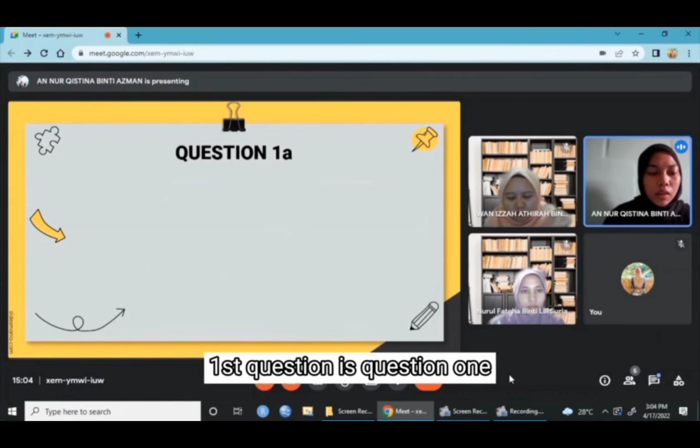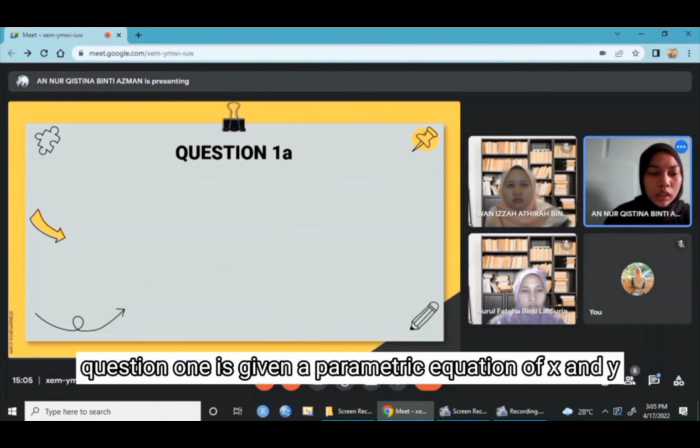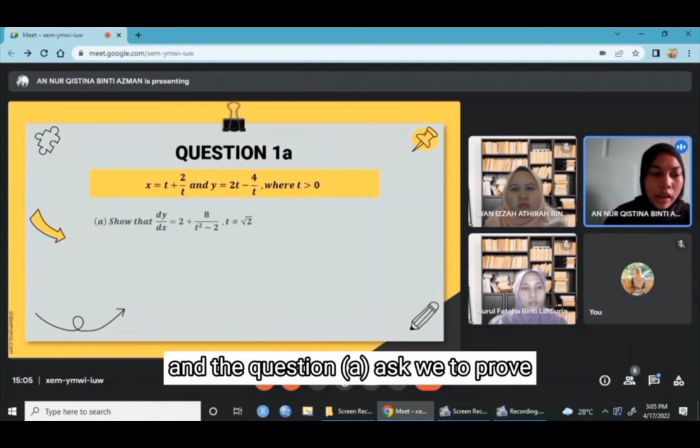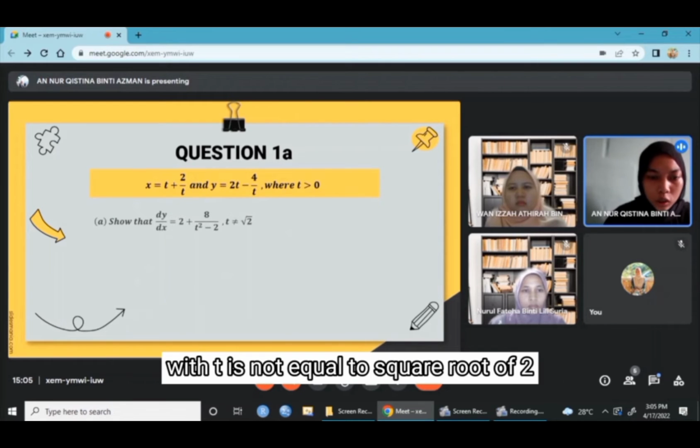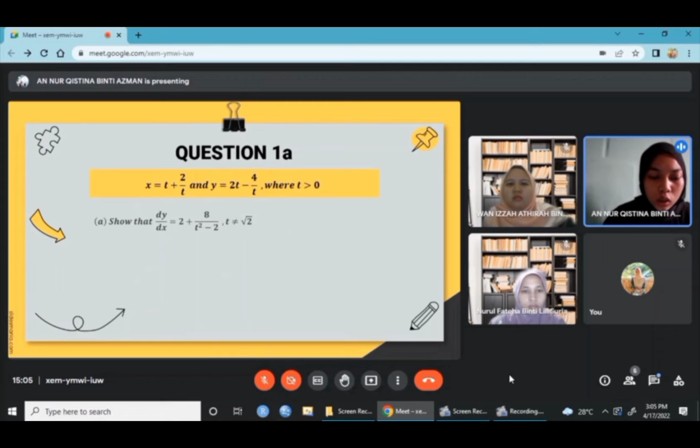First question is question 1. Question 1 is given a parametric equation of x and y. And the question A asks me to prove that dy per dx is equal to 2 plus 8 over t squared minus 2, with t not equal to square root of 2.